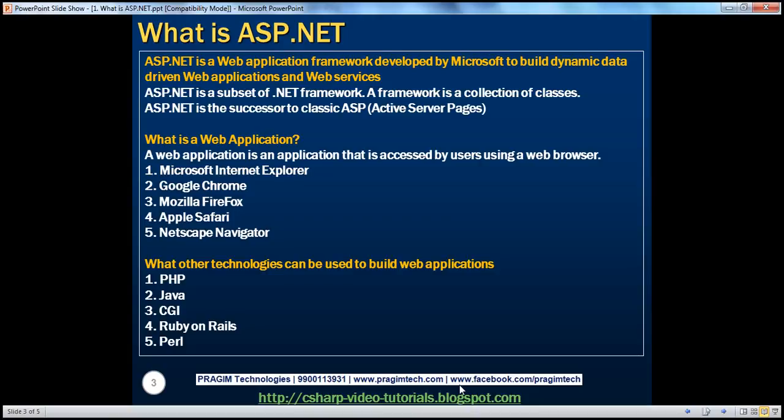And examples of browsers include Internet Explorer from Microsoft, Chrome from Google, Firefox from Mozilla, Safari from Apple, Navigator from Netscape. So is ASP.NET the only technology available to build web applications? No, there are alternative technologies as well, some of which include PHP, Java, CGI, Ruby on Rails, Perl, and there are many others as well which we have not listed here.